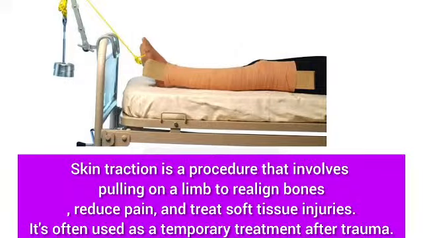It is a procedure that involves pulling on a limb to realign the bones and also reduce pain and treat soft tissue injuries. It is often used as a temporary treatment after trauma. So that is why it is called skin traction. That is superficial traction. Okay, now you understand that answer? Okay, fine. Next move on to other questions.